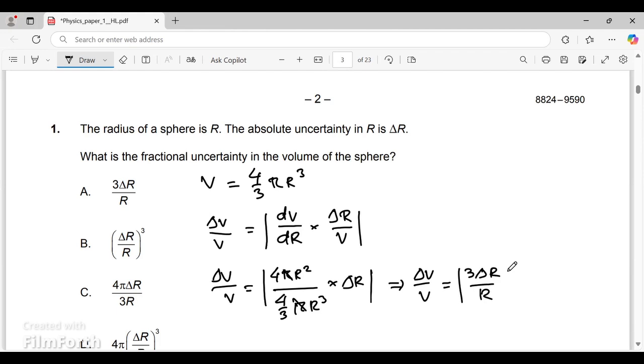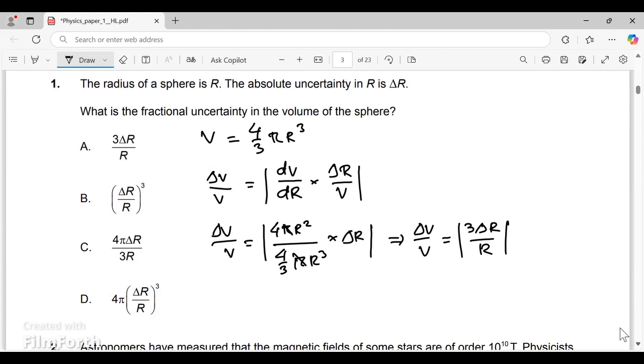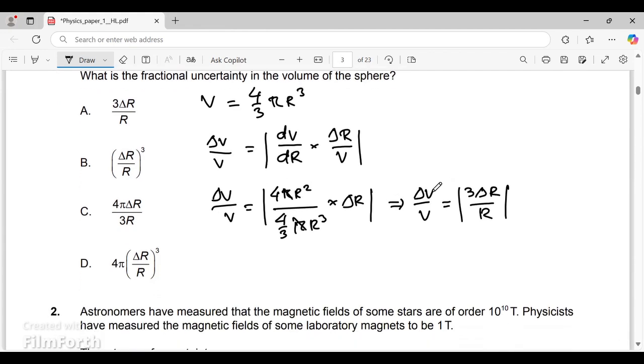So we can write it like this: delta V over V equals 3 delta r over r. It's 1.